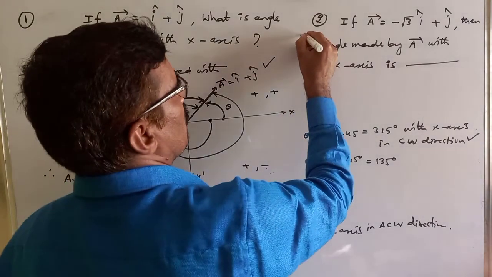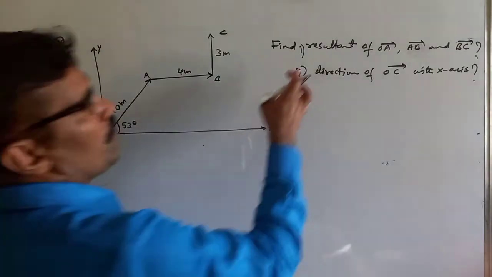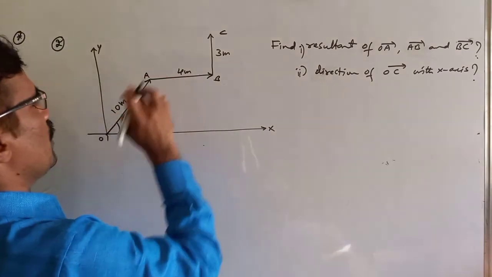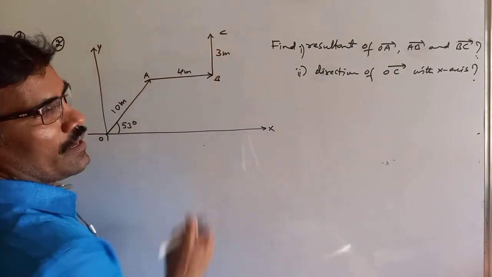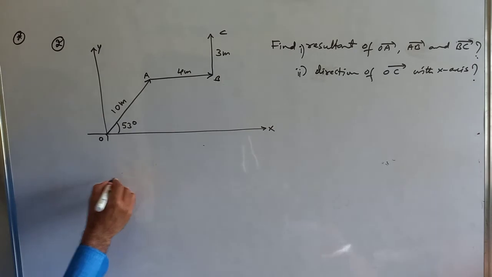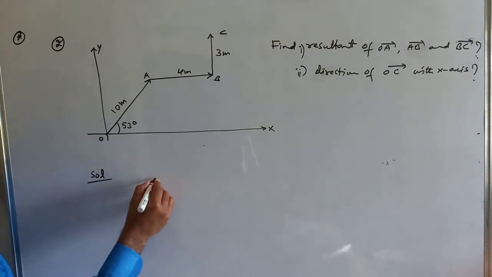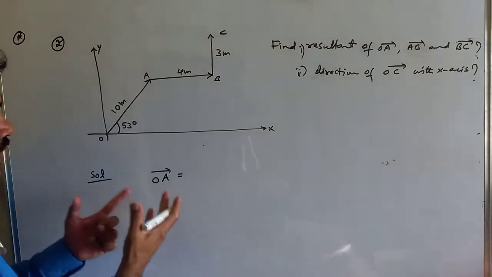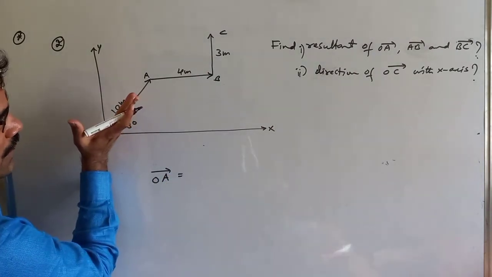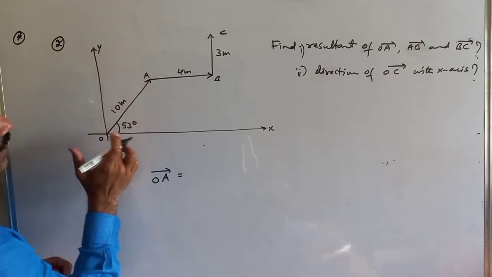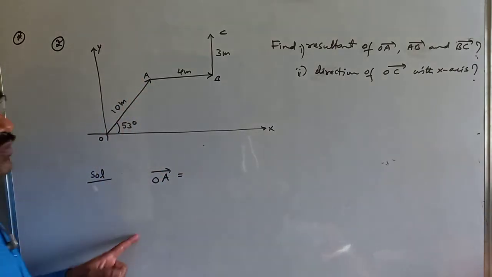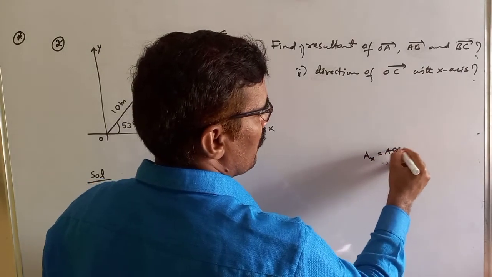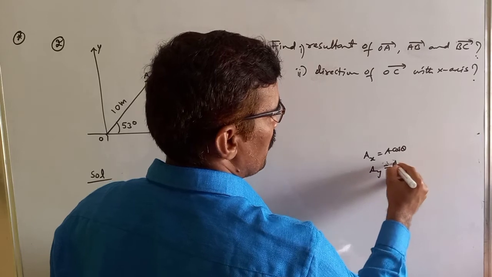Then take this as homework. Find the resultant of OA bar, AB bar, BC bar. Then how to solve, sir? First write OA bar. What is the direction of OA bar? It makes an angle 53 with the x-axis. We know for a vector A, the x component is A cos theta and the y component is A sin theta.